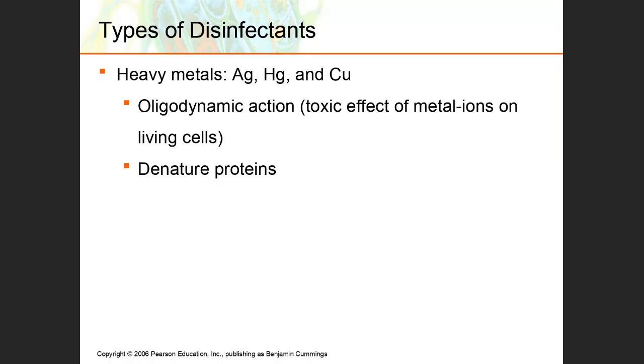We can use heavy metals because they will also denature proteins. Which metal is Ag? What? Silver? Hg? Mercury and Cu? Right, copper. So these are only used topically, although copper compounds can be used to kill fungi in water.